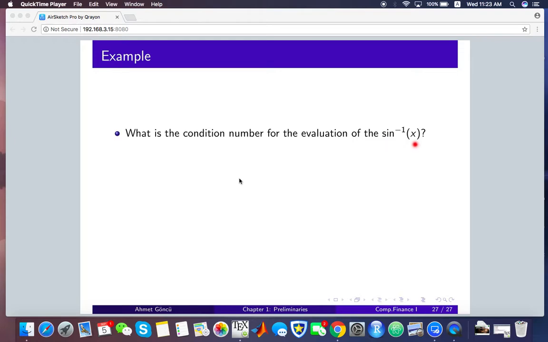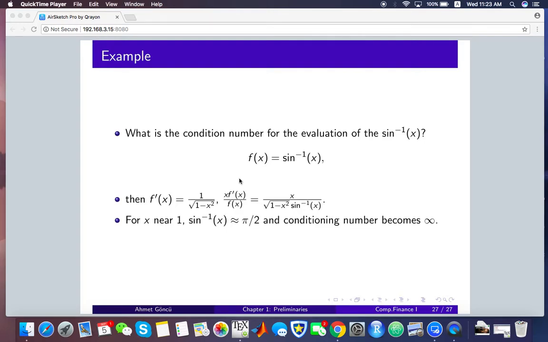Suppose that you have sine inverse of x, and you want to calculate the condition number for this calculation of f(x). You can simply differentiate this inverse sine function, and that's given by 1 over the square root of 1 minus x squared. If you calculate this ratio, it turns out to be equal to this value here. So you can think about at what values of x this condition number blows up or goes to infinity.